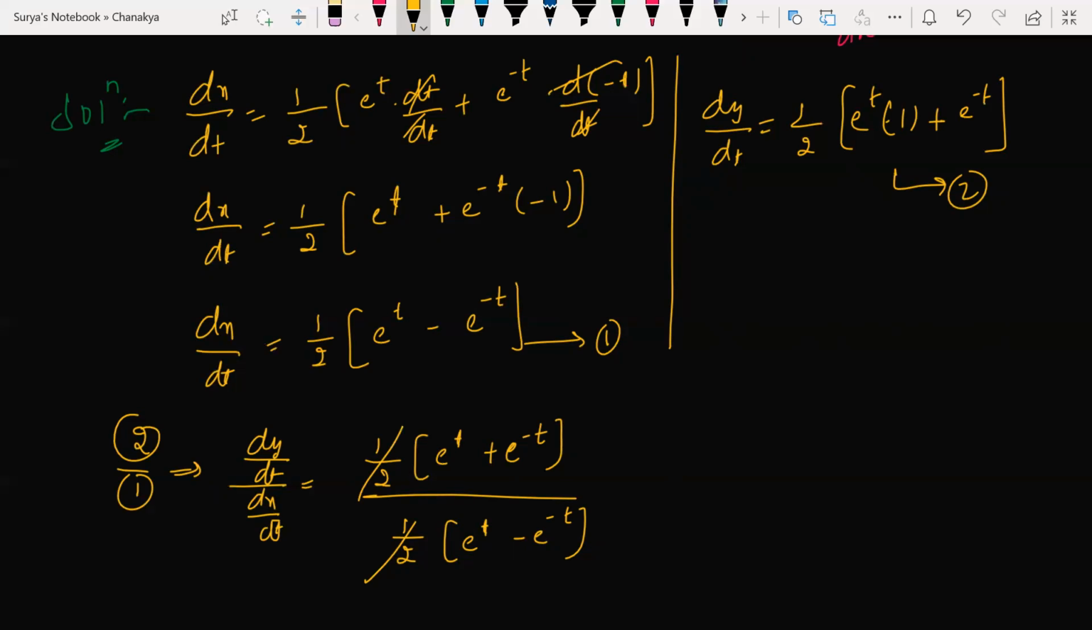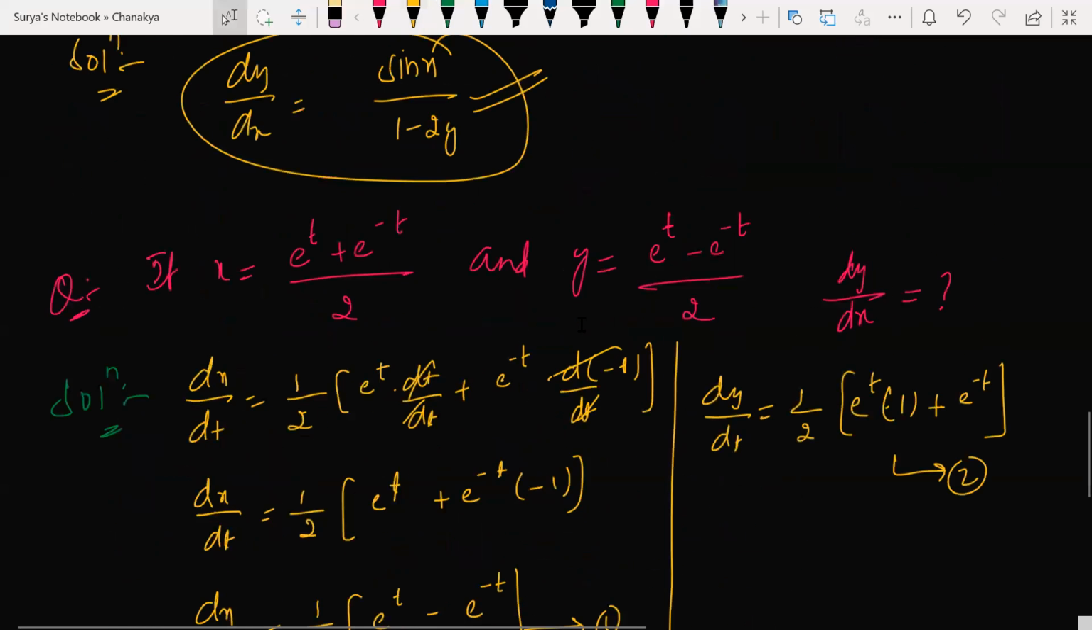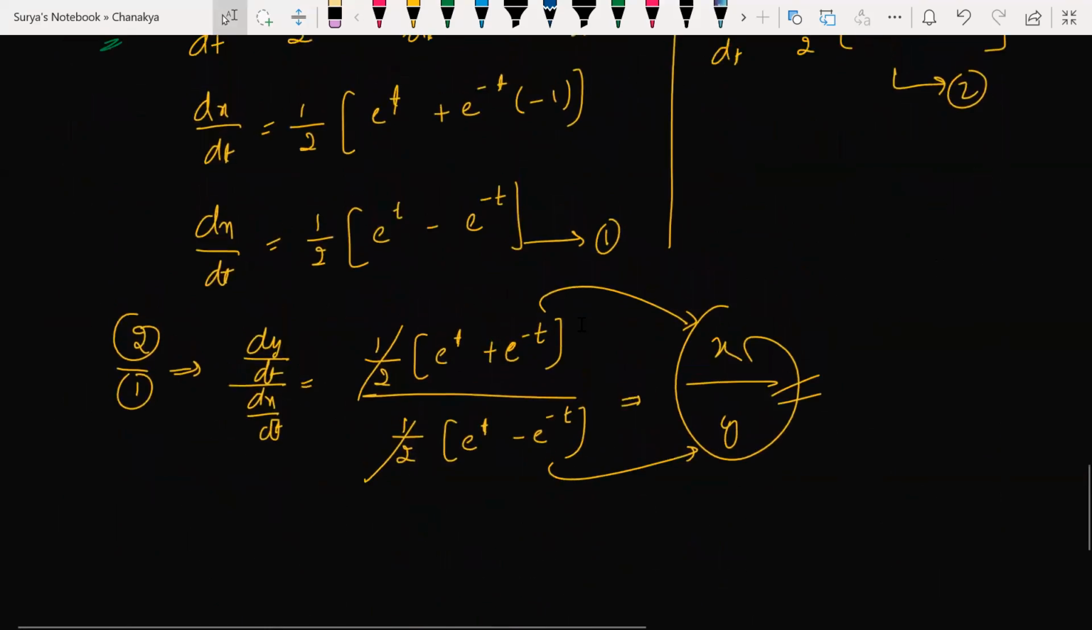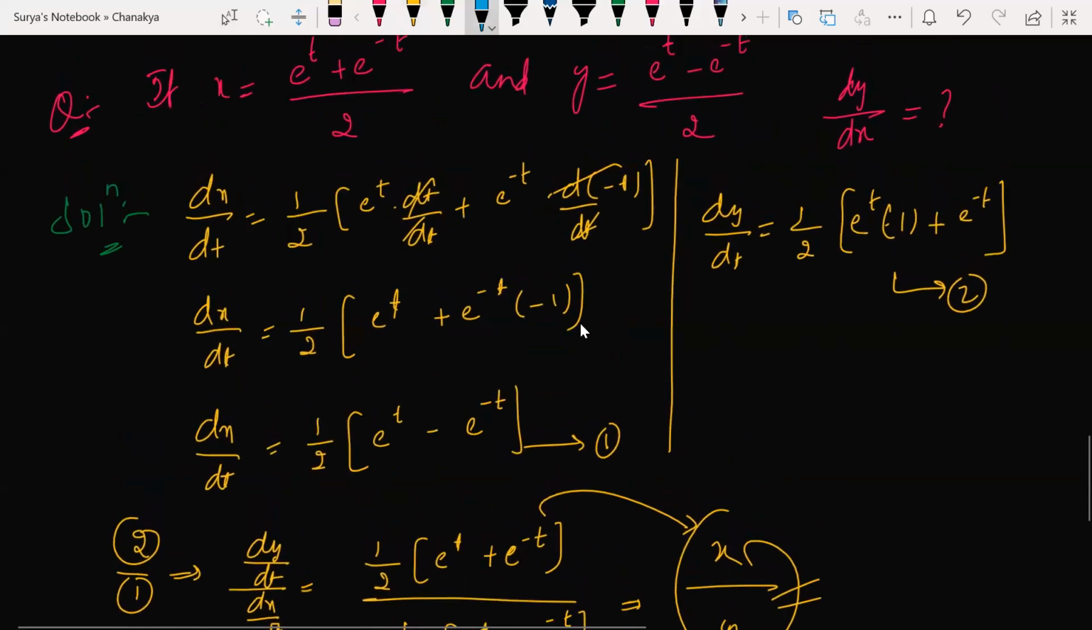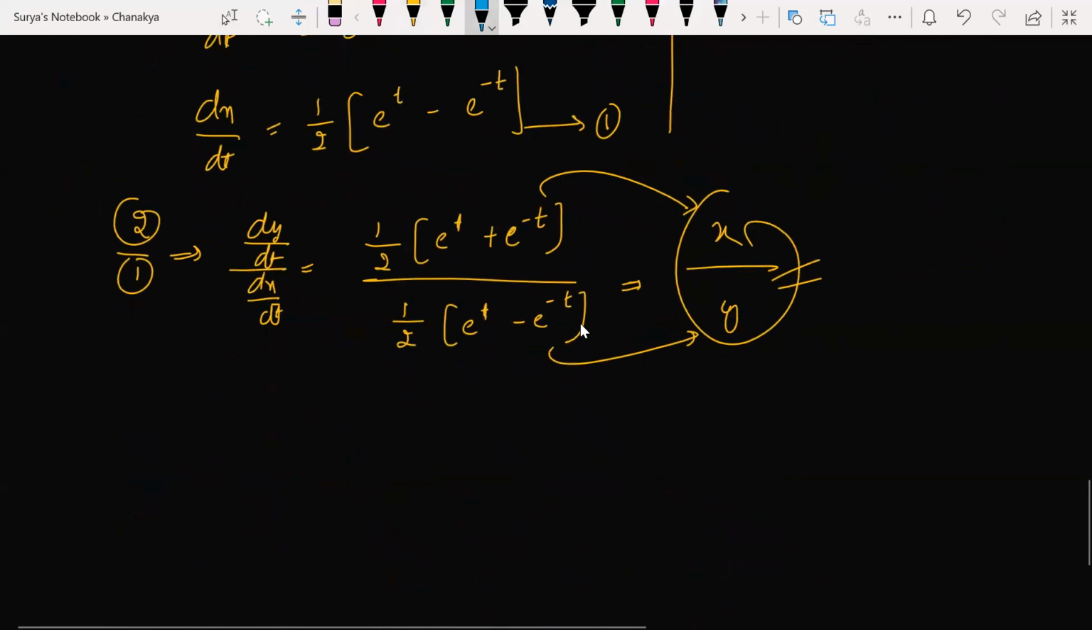So what do you get now? This is looking like x, and this is looking like y. So the answer is x by y. I think you need not cancel this. Exactly, it is looking like x by y is the answer. Any doubts? No, sir.